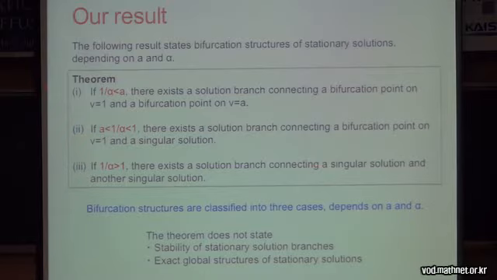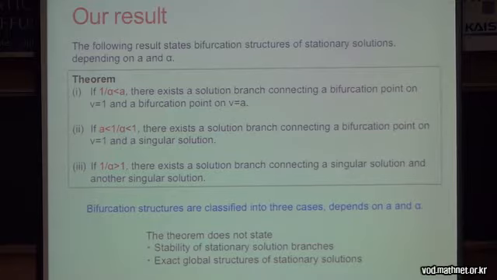The following theorem. The following result states the bifurcation structure of stationary solutions depending on A and alpha. So the theorem consists of 3 parts. One is if 1 over alpha is less than A. So in this case, alpha is a relatively large case. In this case, there exists a solution branch connecting a bifurcation point on V is equal to 1 and the bifurcation point on V is equal to A. I explain later for more detail.